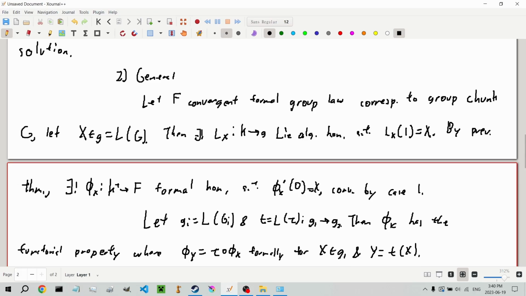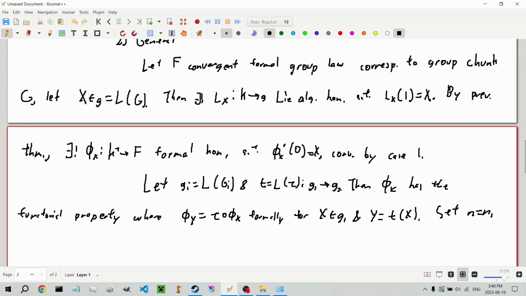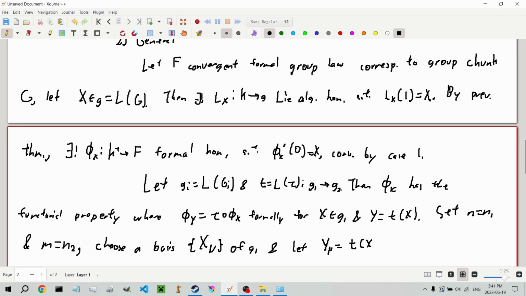Now, for setup, we're going to set n to be n_1 and m to be n_2, just to make things easier to write. I'm going to choose a basis x_μ of 𝔤_1, and we're going to let each y_μ be τ of x_μ.